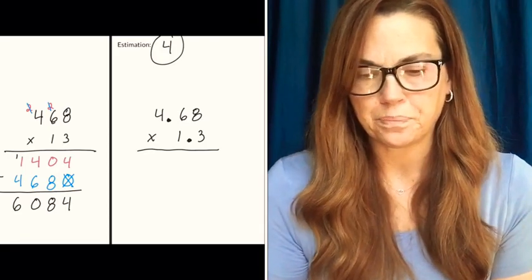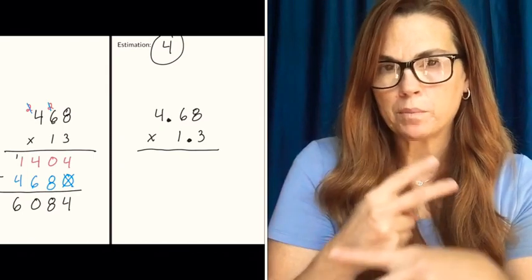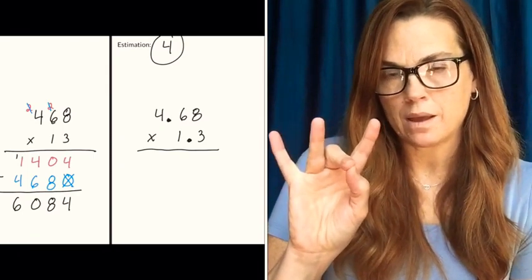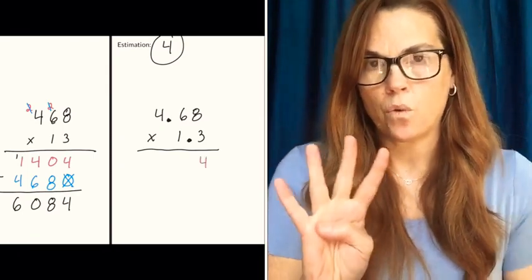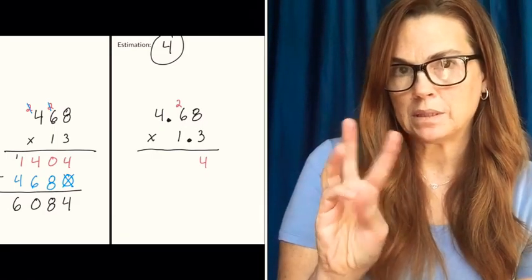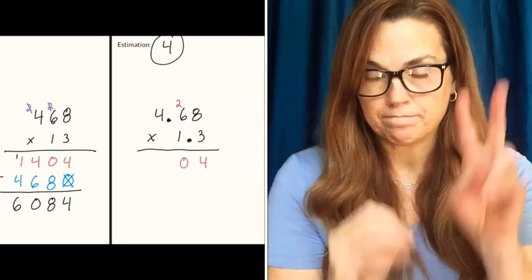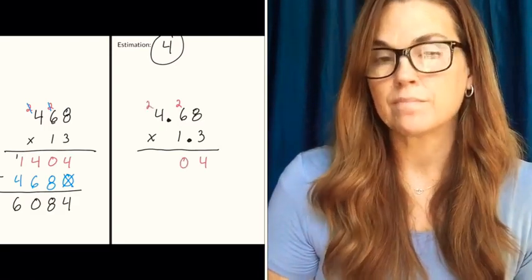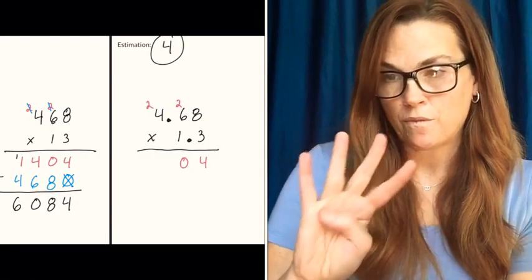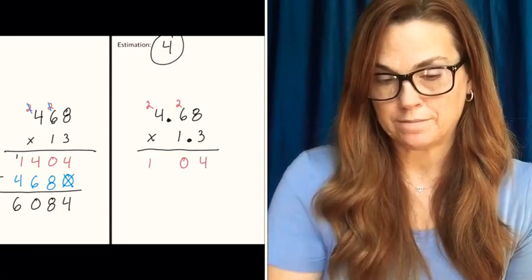Okay, so let's multiply everything out like we do normally. So I would do 3 times 8 like I did a second ago. And we said 3 times 8 is 24, so I'm going to carry the 2. 3 times 6 is 18, and then I add the 2 into it. So that's going to give me 20. And then I carry the 2. 3 times 4 is 12, plus 2 is 14.